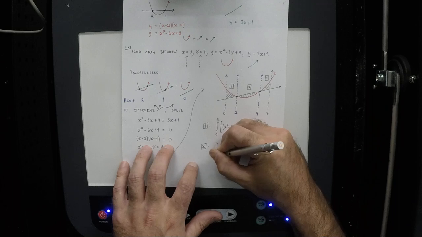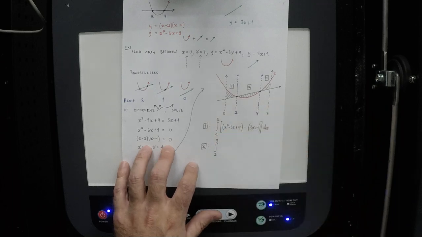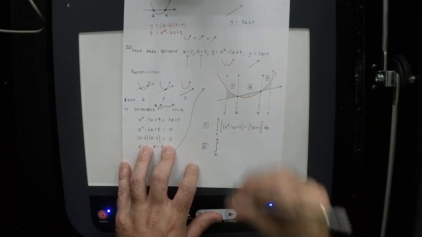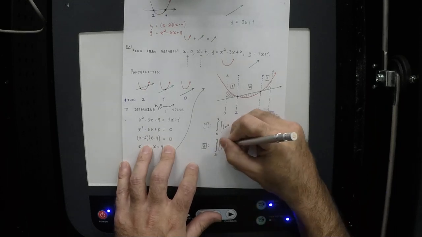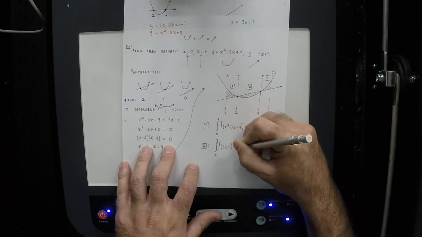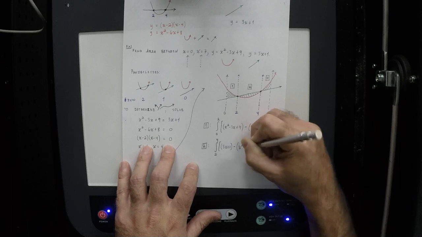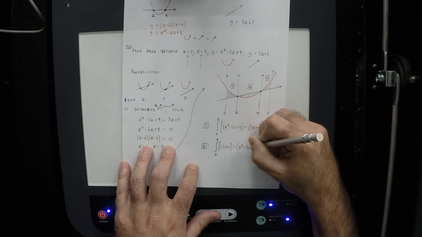Two to four. Yeah. And then what? Very good. So you're saying that now I should do line minus parabola? Why that? Lines on top.